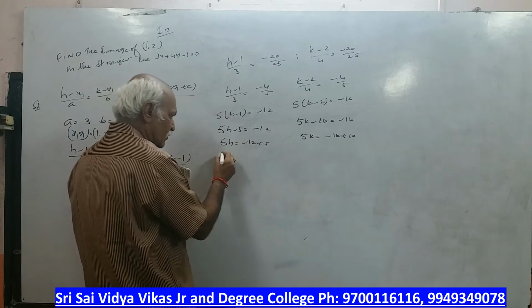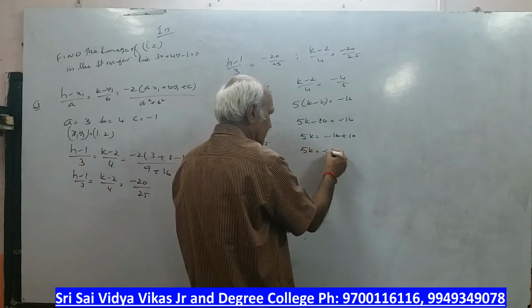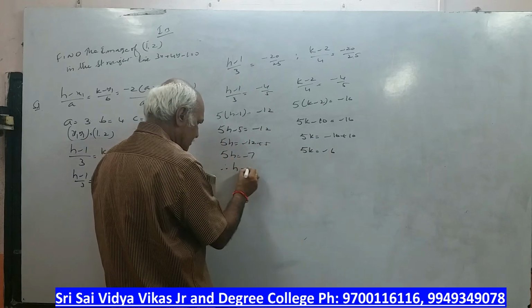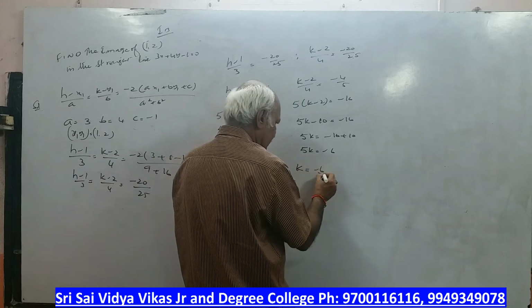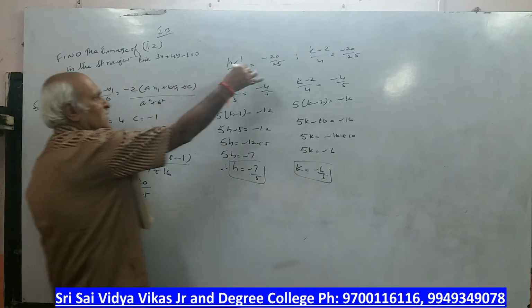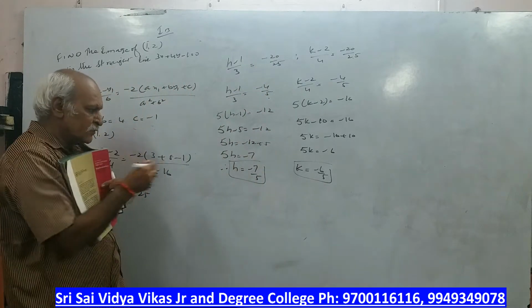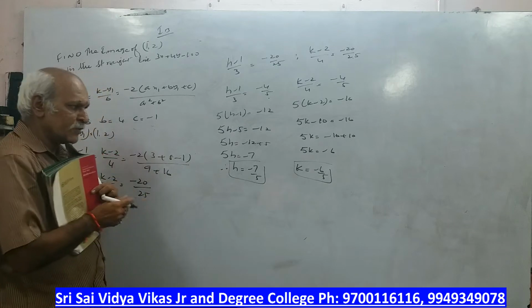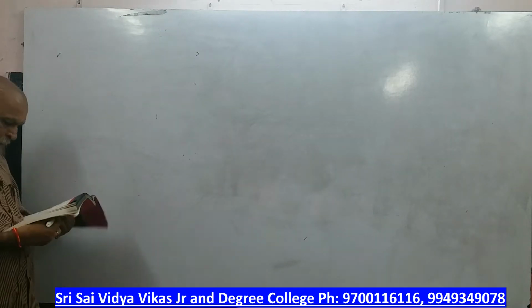Okay. So this becomes 5h is equal to minus 7, 5k is equal to minus 6. Therefore, h is equal to minus 7 by 5. Here, k is equal to minus 6 by 5. So, what I have done? I have simplified. Here, cancel with the 5 table, 4 by 5 will come, cross multiplication. Okay. Then, what is the h value? Minus 7 by 5, k minus 6 by 5. Okay. Next. Look at here.